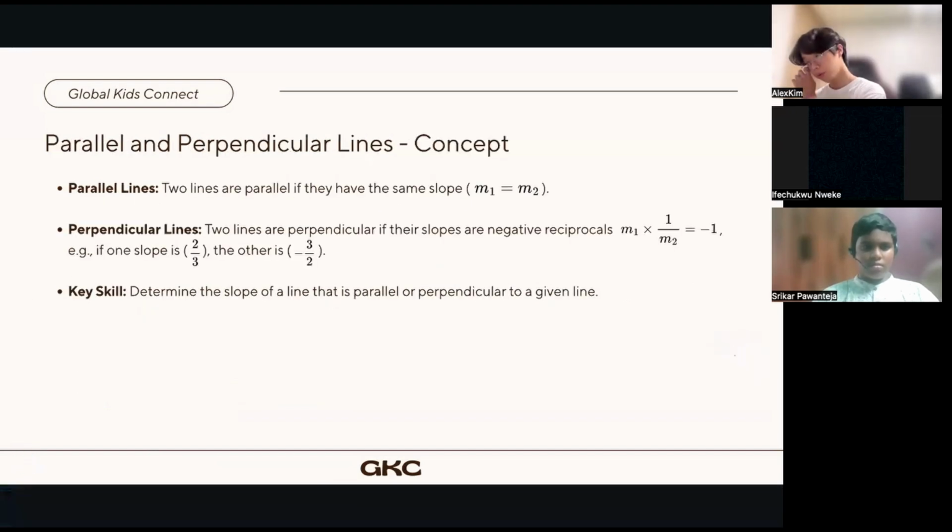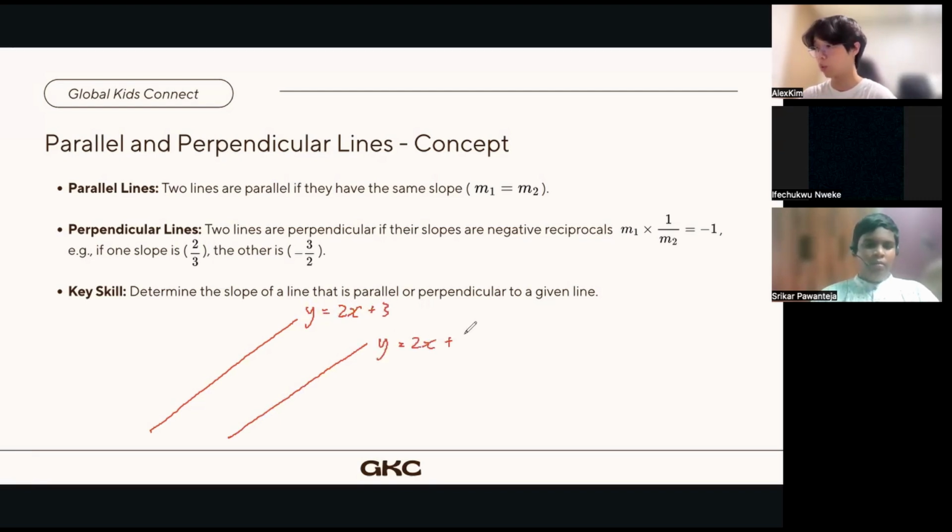Moving on, we will move on to a different concept that builds on this: parallel and perpendicular lines. First of all, two lines are parallel if they have the same slope. So parallel means two lines have the same slope. Let's say this could be y equals 2x plus 3, whereas the other is y equals 2x plus 1. You can see that if the slopes are the same, they never touch.